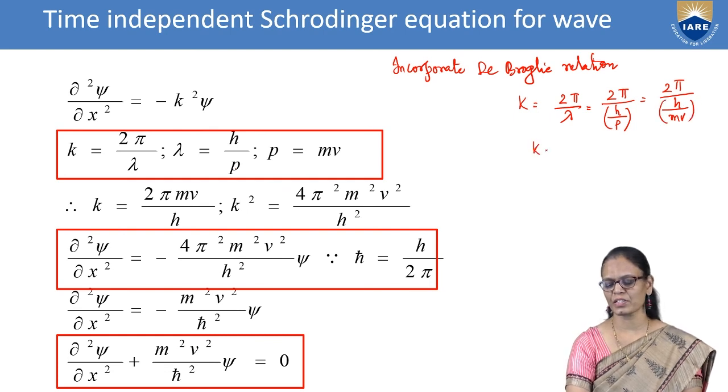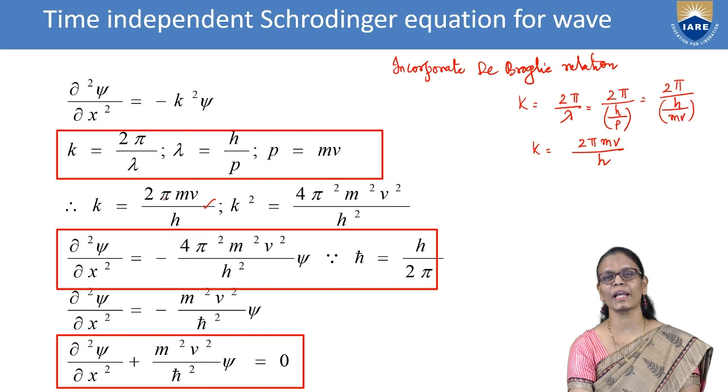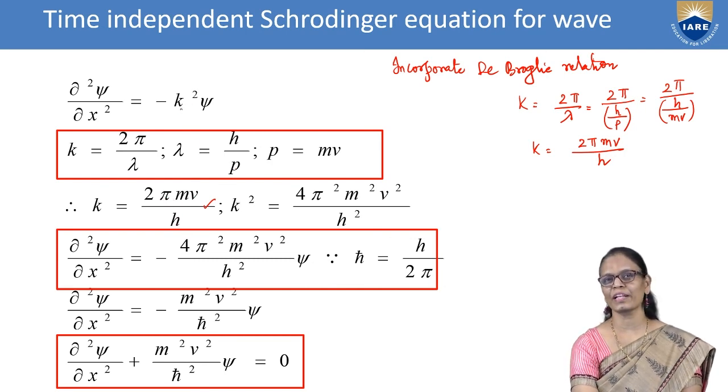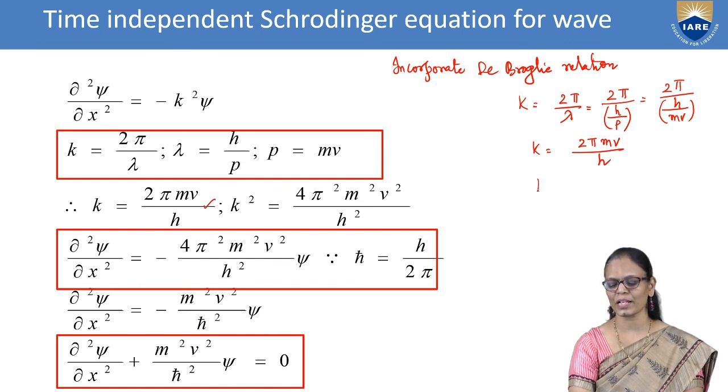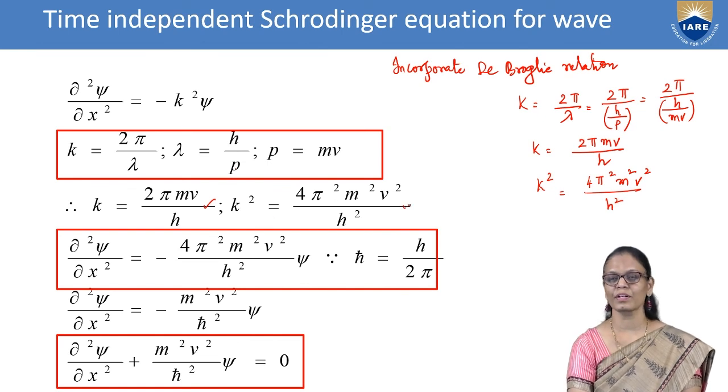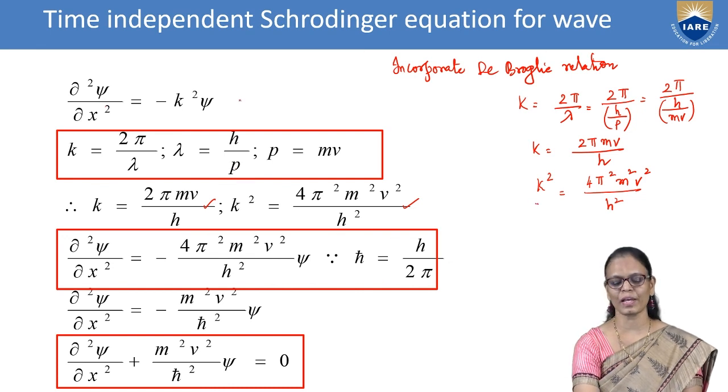So if I rearrange it and write it, we get k is equal to 2 pi mv upon h. So this is what we get. In the equation, what we need is k square. So if you want k square, you will simply square on both the sides. So k square will give us what? Squaring on both sides, 4 pi square m square v square upon h square. So that is what we are going to use now to write this equation.